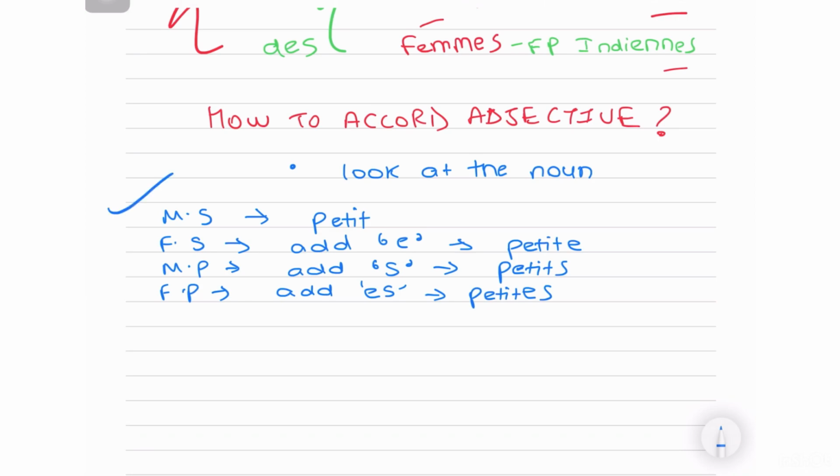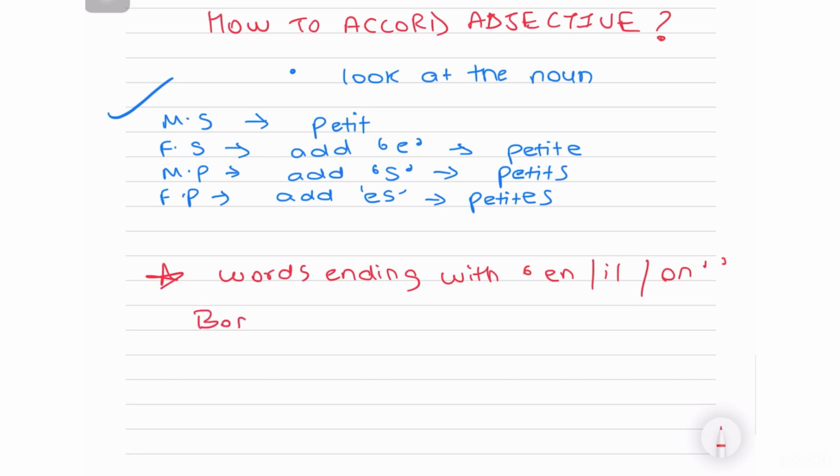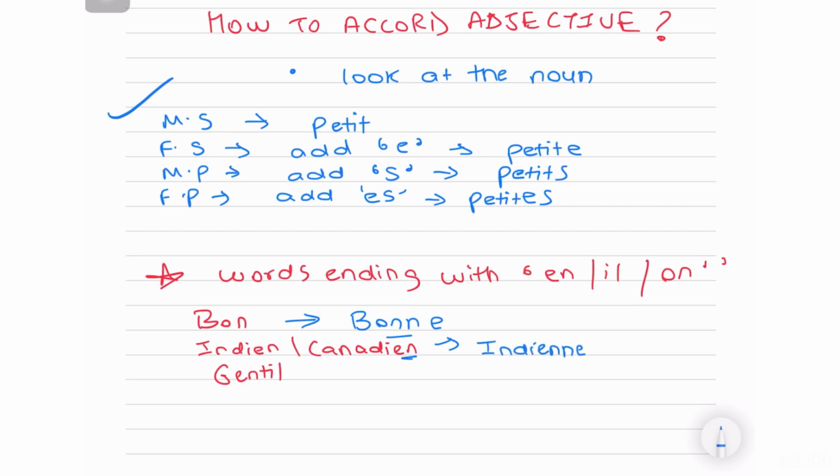Now, there are some adjectives that are a little bit of an exception. For words that end with en, il or on, for instance, you have bon, or any nationality like indien or even canadien, or il, that is gentil. When you make it into feminine, you will write bonne. That is, the n gets doubled. Same way here, the n will get doubled, so you get indienne or canadienne. Here also the l will get doubled, so you get gentille.